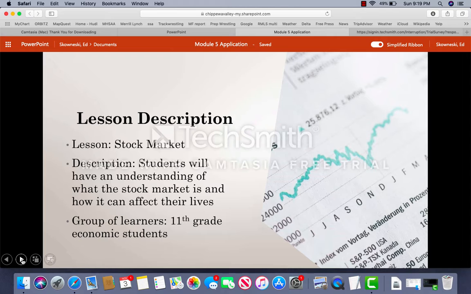The description of the lesson is that students will have an understanding of what the stock market is and how it will affect their lives. My group of learners is from the 11th grade economics students.